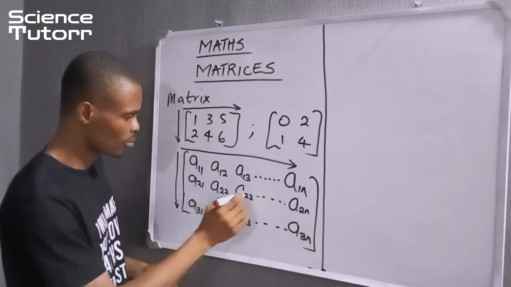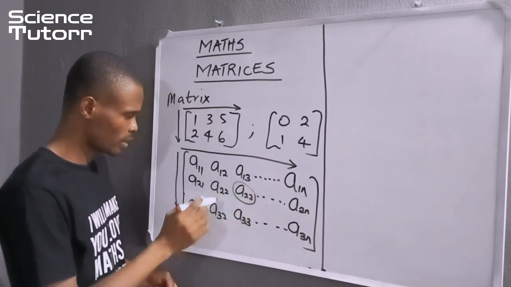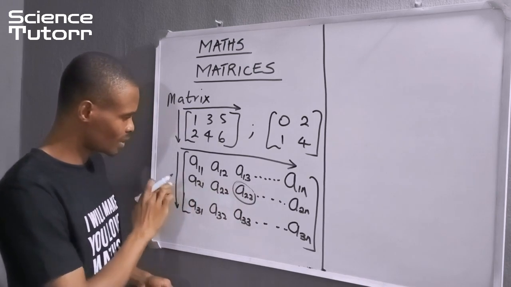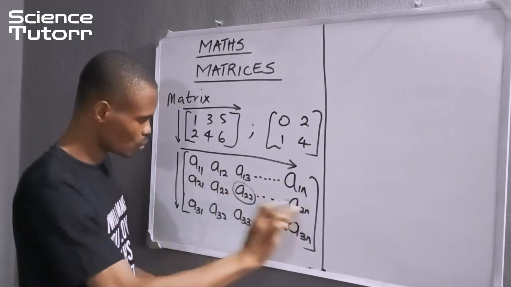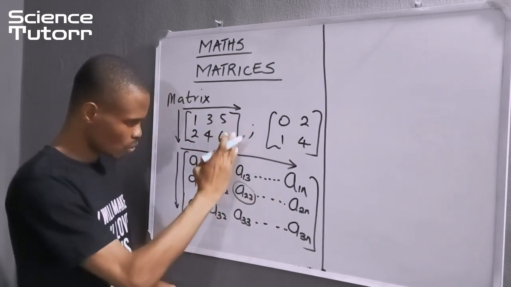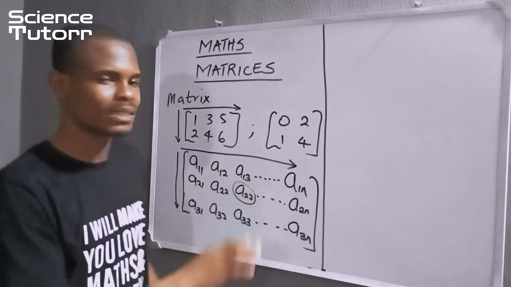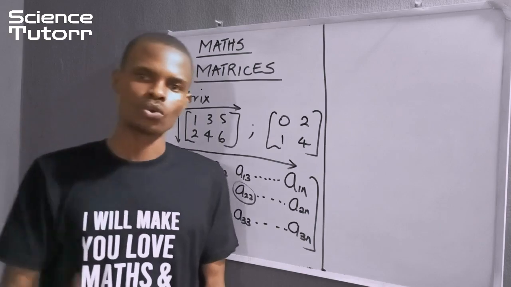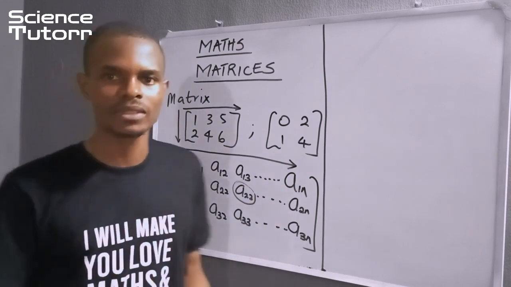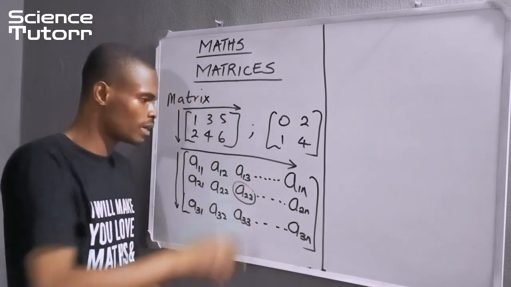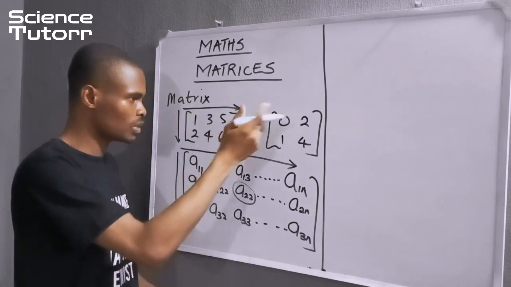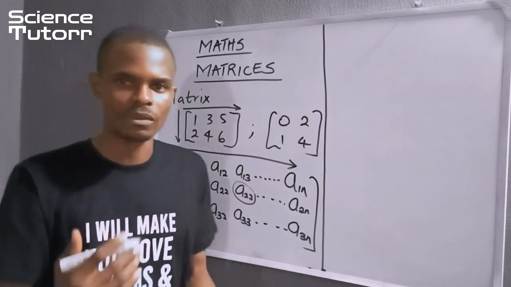That is to say, for example, let's pick A23. It simply means the number is on the second row. This is row 1, this is row 2. So second row and then third column. Column 1, column 2, and column 3. So we represent a matrix in rows and columns, and numbers that are situated in a matrix, we call them elements of a matrix. So we call the numbers elements. Each of these numbers represents an element, more like saying members of the matrix.